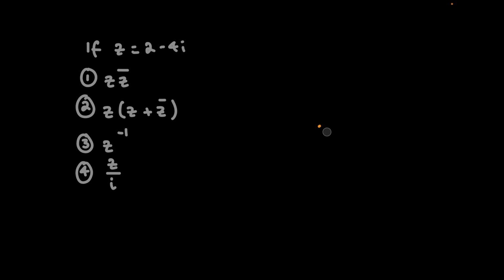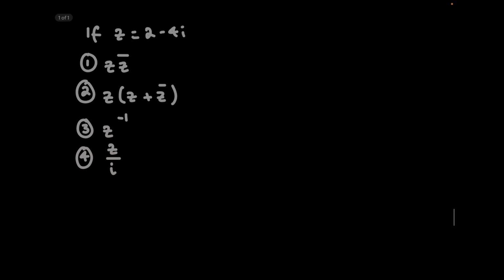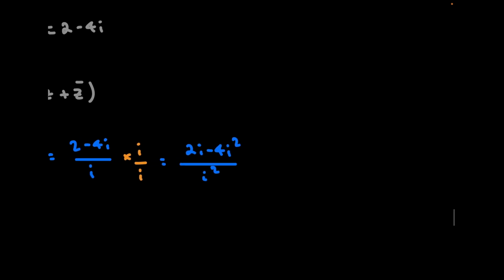And the last one is we need to work out what z over i is. z over i in this case is really just the same as 2 take 4i divided by i. So let us just times the numerator and denominator by i to cancel out the i. So in this case what we get is 2i take 4i squared all over i squared.